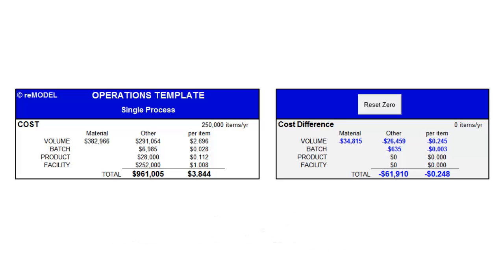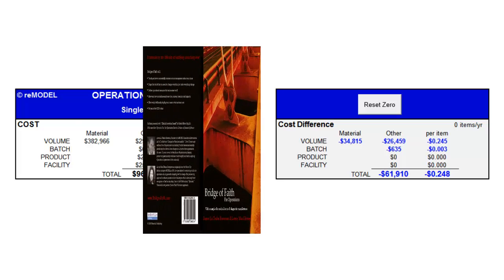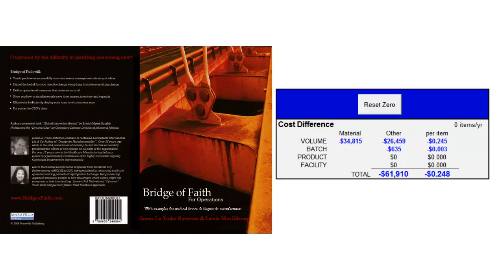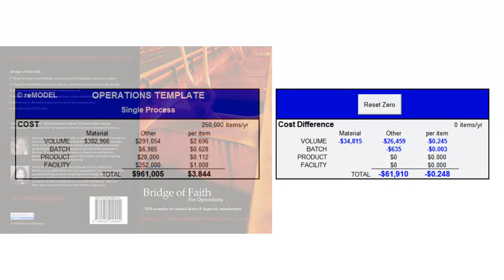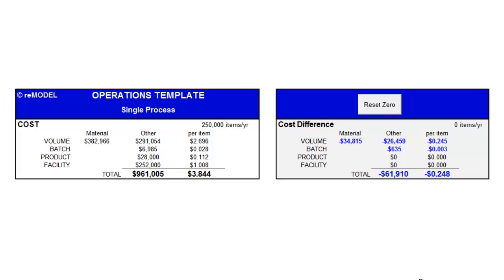We can play with all of these, of course. Just for your information, those changes we've just made are from our book, Bridge of Faith for Operations. Those are exercises 1 to 5. We can play with all of those variables. We'll be doing some more later because those inputs have effects on inventory and time and capacity as well as cost, and we should be looking at that when we look at those.